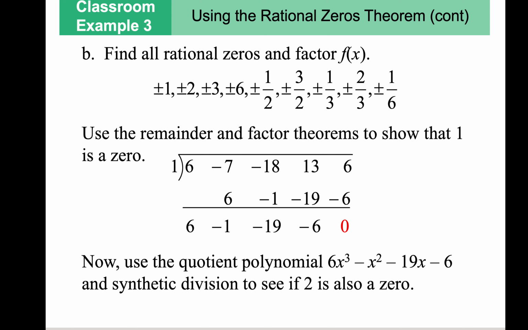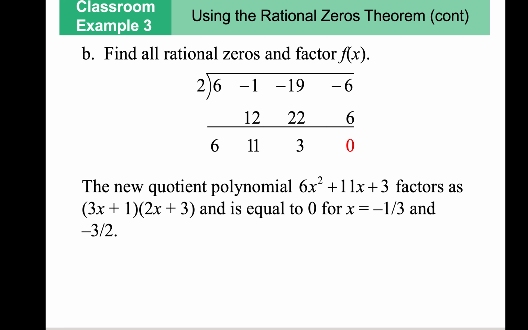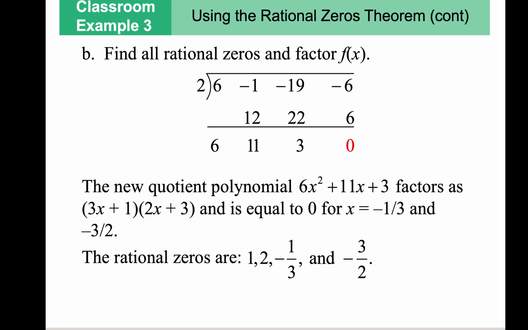So if I want to know if 2 is also a 0, I'm recopying those new coefficients: 6, negative 1. I'm recopying those. I get 0, so it is. So I know this is going to start factoring out, and I can factor 6x squared plus 11x plus 3 into that. So in addition to 1 and 2 being roots, I know negative 1/3 and negative 3/2 are also roots.